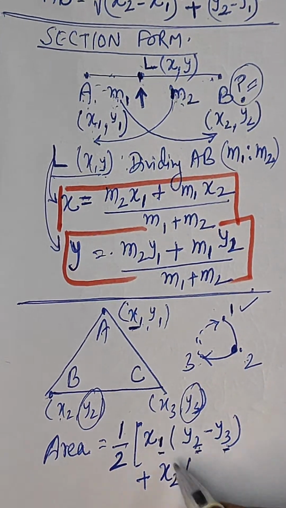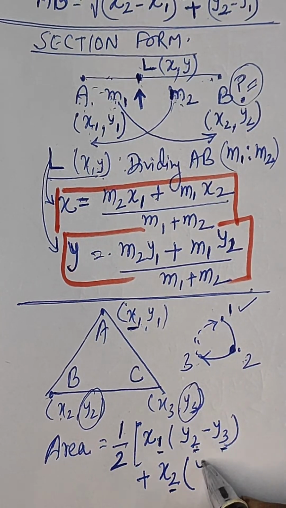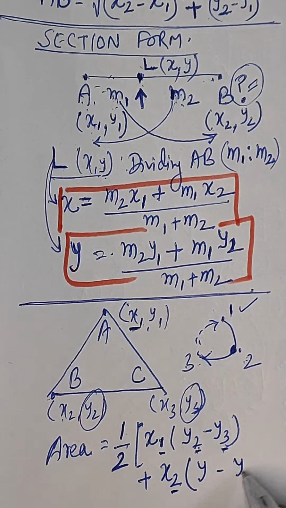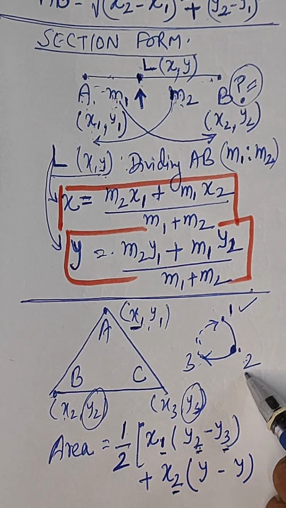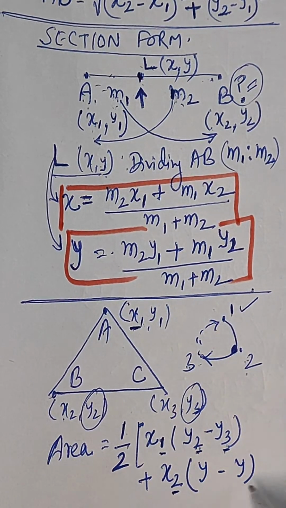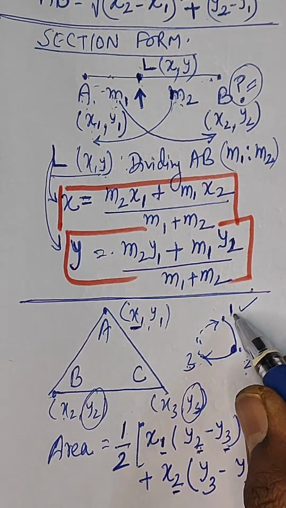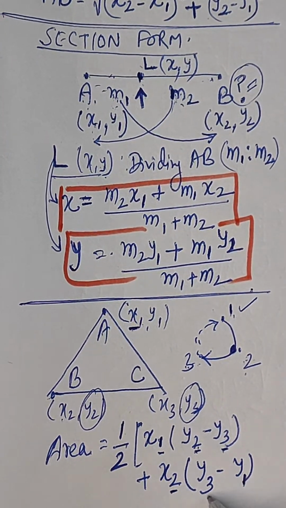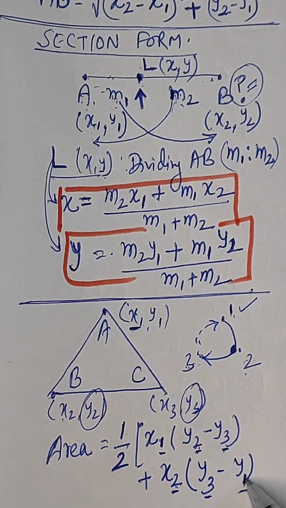If x2 is there, then tell me what will be the coordinates of y, which will be subtracted and multiplied with x2. If 2 is taken, the next will be 3 and 1 in the same order. So it will be y3 minus y1. You can see the sequence 2, 3, 1, right?